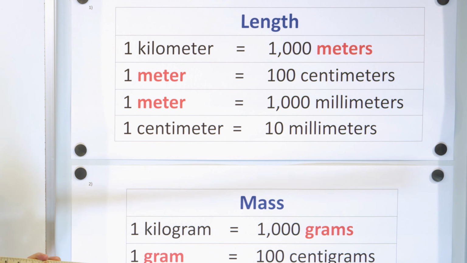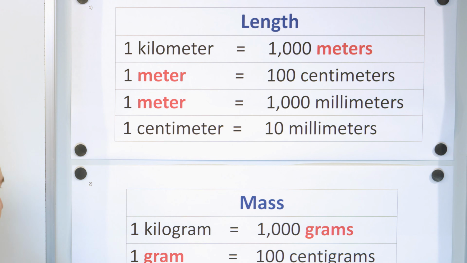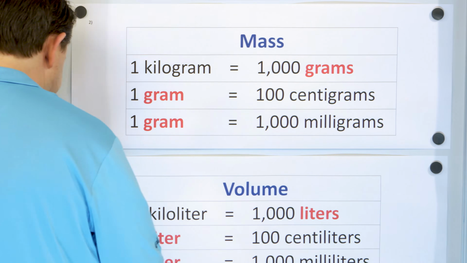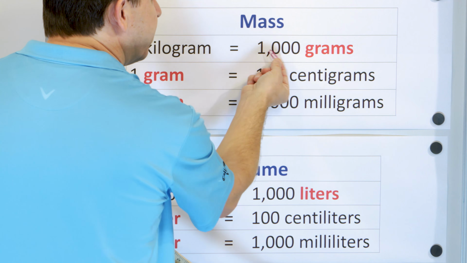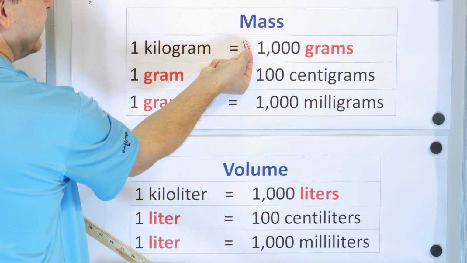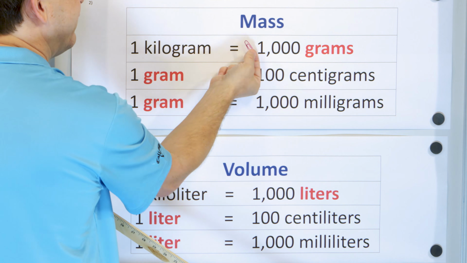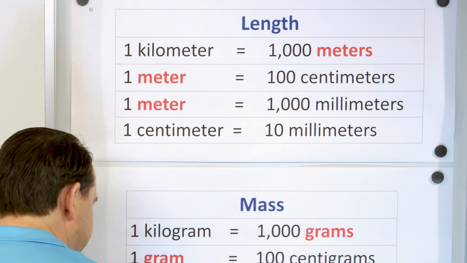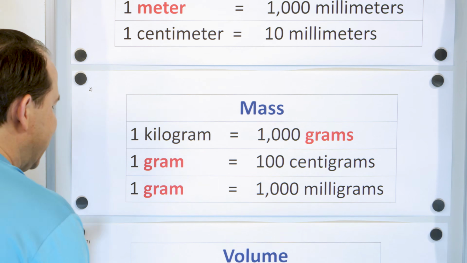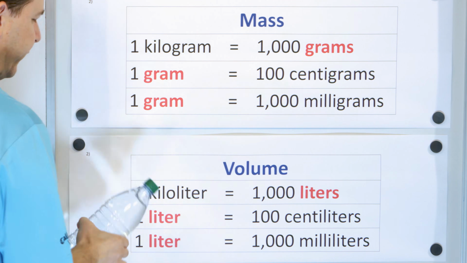Kilo means 1,000, so that's very simple. You see 1 kilometer is 1,000 of these meters, right? 1 kilogram is just 1,000 of these little grams, which are these smaller units, the size, the amount of mass in this paperclip. 1 kilogram is just 1,000 of these things. 1 kilometer is 1,000 of these meters. So what do you think a kiloliter will be? It's just going to be 1,000 of these liters.